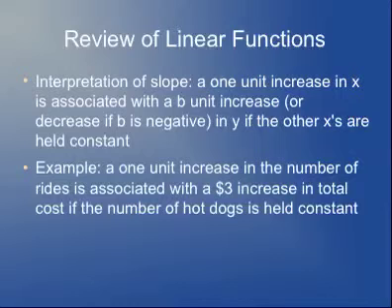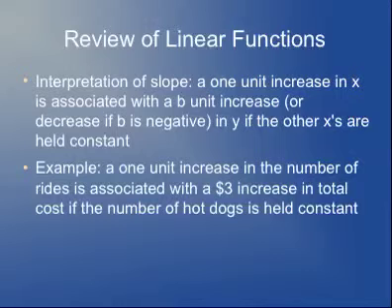And in the multivariate case, the way you can interpret a slope is that a 1 unit increase in x is associated with a b unit increase in y, or b unit decrease if it's negative, if the other x's are held constant, which is a very important assumption in the multiple regression case. In this particular example, if the number of hot dogs is held constant and you go on one more ride, the total cost of your day at the amusement park will increase by $3.